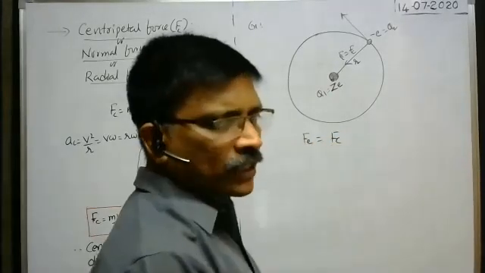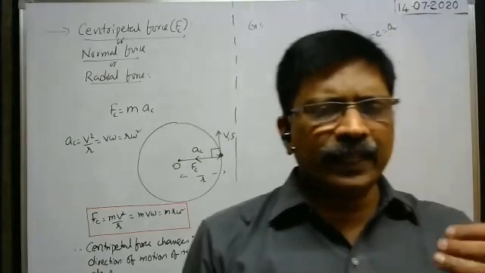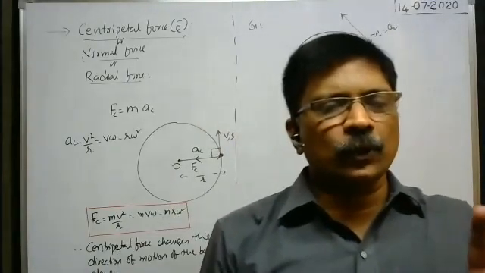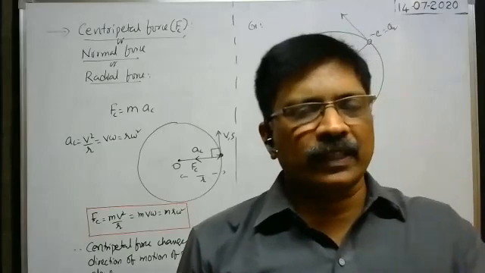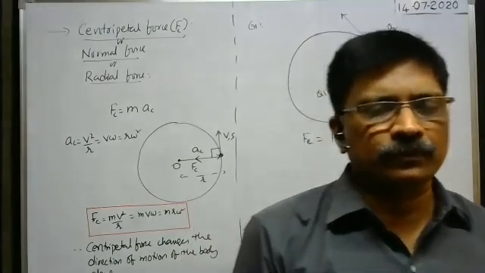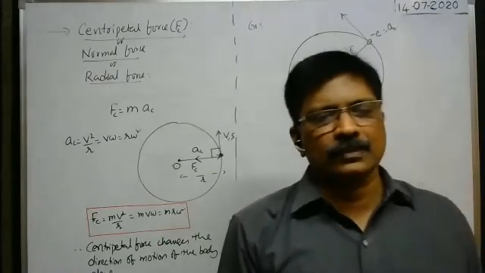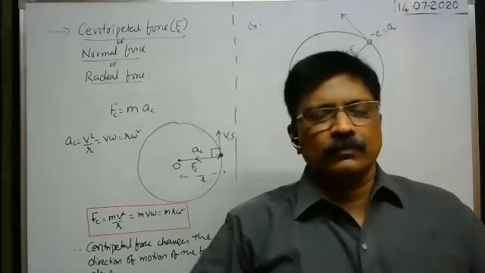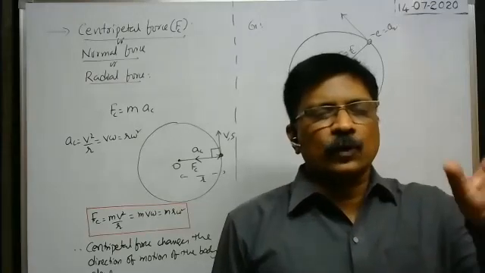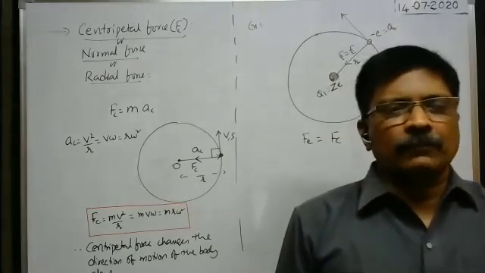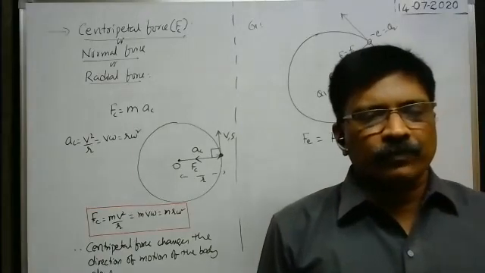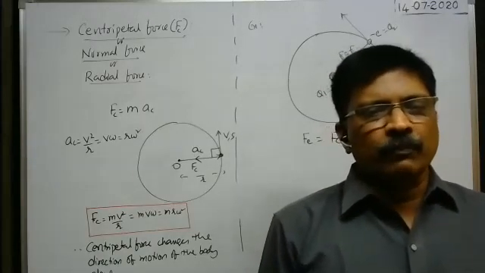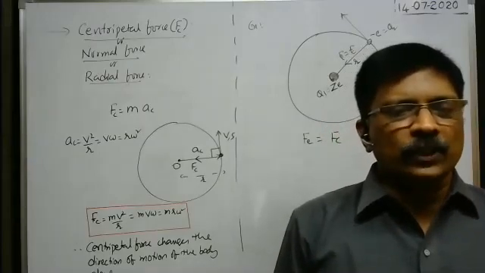What is the electrostatic force of attraction? Can anybody say? There are two charges Q1, Q2 separated by distance r. Then what is the force between them? Coulomb's inverse square law, already you know in 10th standard. If there are two charges Q1 and Q2 separated by distance R, then the force between them is the electrostatic force. What is the formula? 1 by 4 pi epsilon naught into Q1 Q2 by R square.